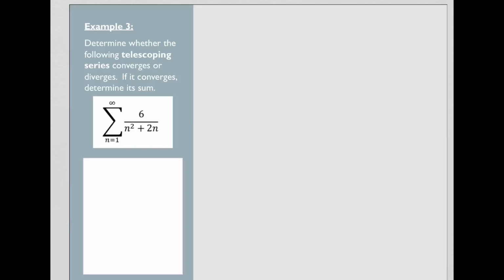So let's look now at example 3. Determine whether the following telescoping series converges or diverges. If it converges, determine its sum. This time we have the infinite series n equals 1 to infinity of 6 over n squared plus 2n. Let's write this series down. So this is the series n equals 1 to infinity of 6 over n squared plus 2n.